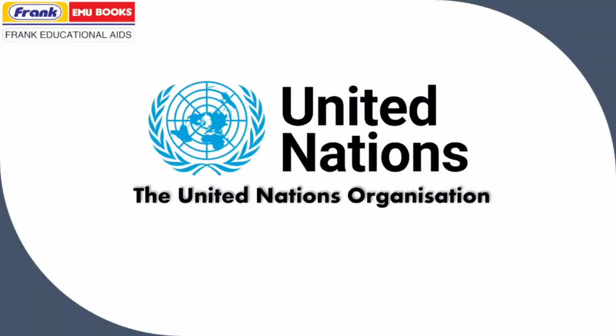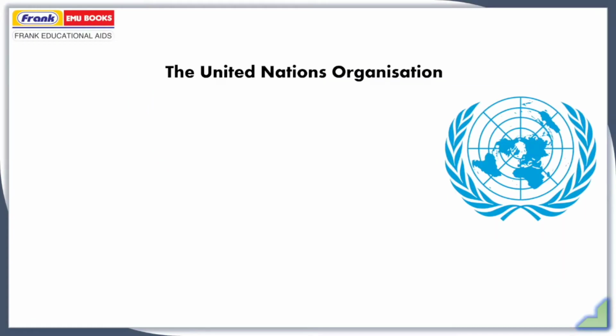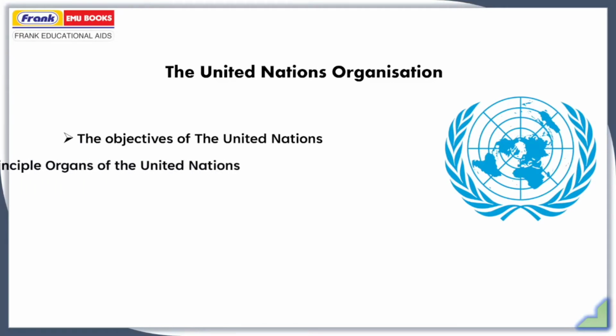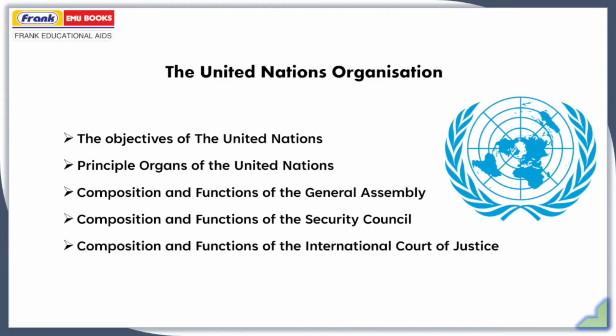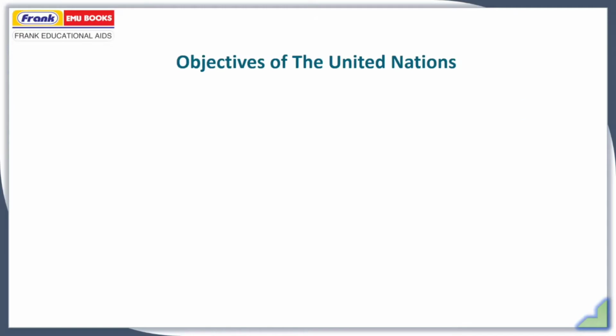The United Nations Organization. In this video, we are going to learn about the United Nations Organization. We will learn about the objectives of the United Nations and then the principal organs of the UN. And after that, we will learn about the composition and functions of the General Assembly. Also, we will learn about the composition and functions of the Security Council. Likewise, we will learn about the functions and composition of the International Court of Justice.